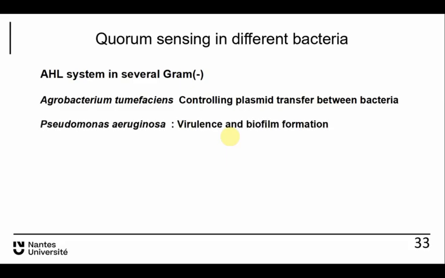Pseudomonas aeruginosa uses it for biofilm formation and virulence. These are genetic programs of virulence that start to be expressed once there are enough of the bacteria that have colonized the poor unfortunate individual who has been infected.